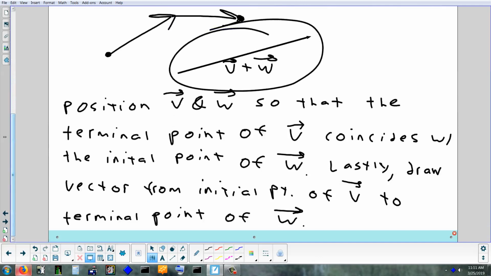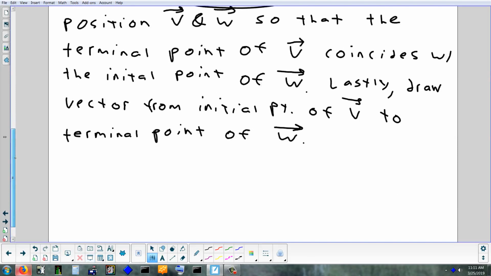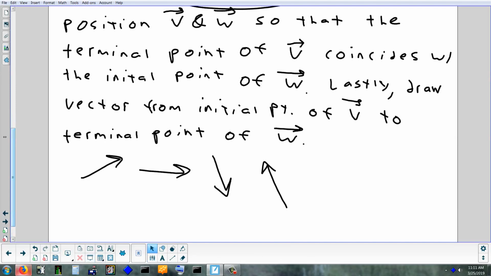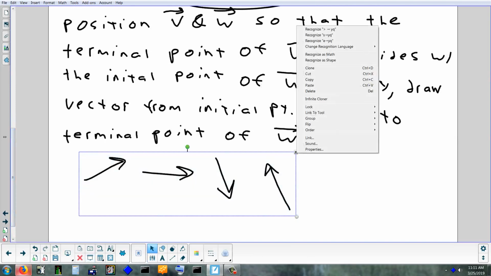And now you can stack as many vectors as you want together. Okay, I just did 2. But say I had this one, this one, this one, and that one. And I wanted to add all those together. Well, first I have to break them apart so I can move them separately.